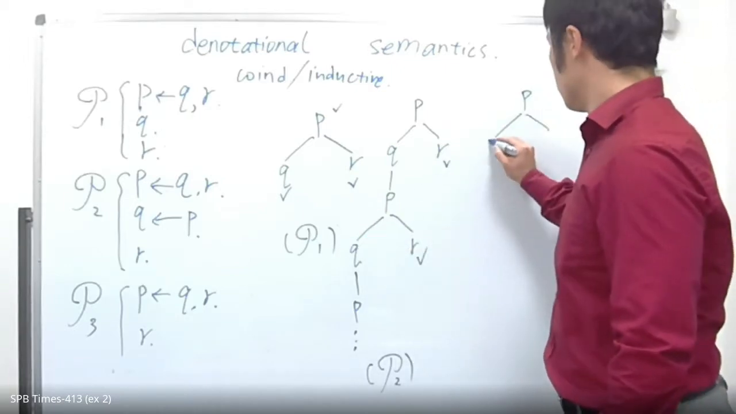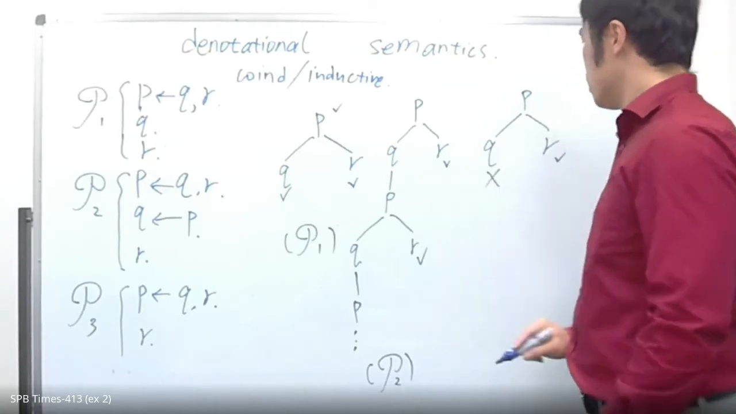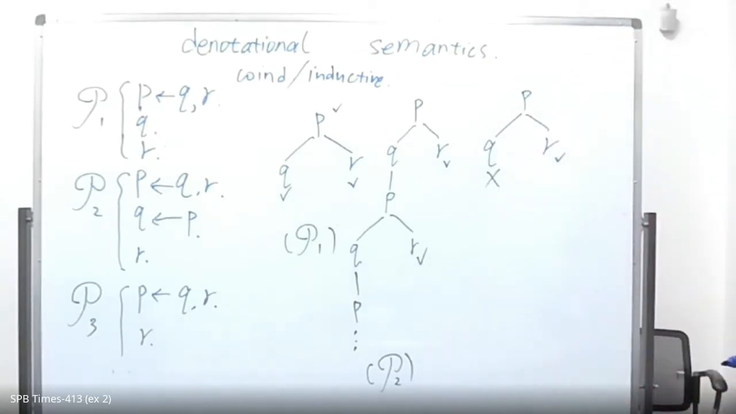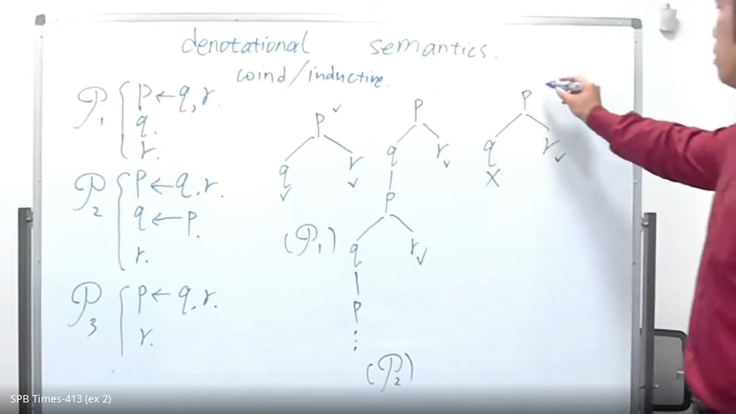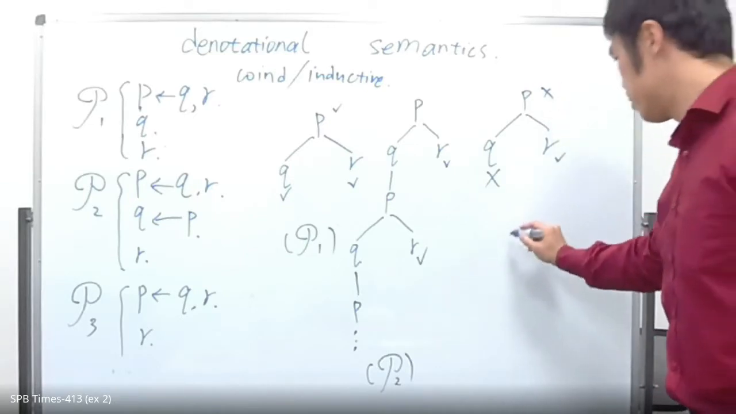use the first clause, we have to prove Q and R. R is true, but for Q there's no clause establishing the truth of Q. Therefore, P cannot be proved with respect to program 3.